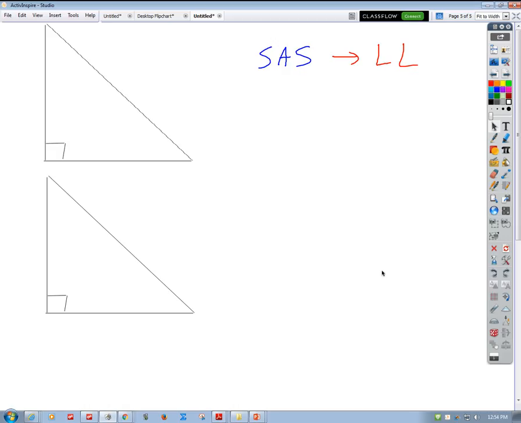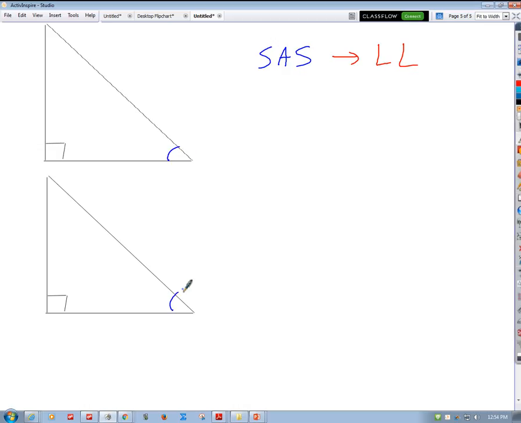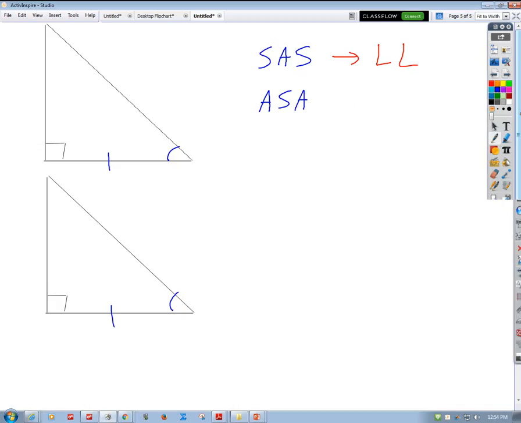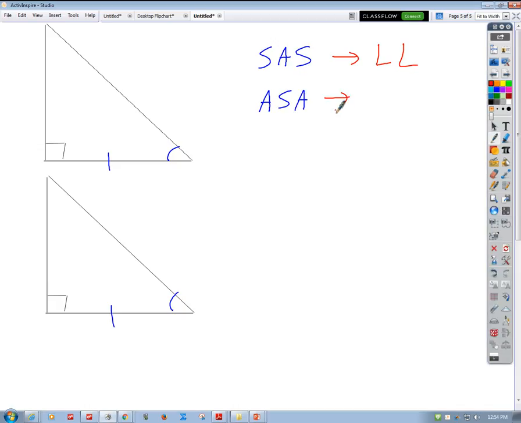Okay, so let's do this. Let's try something different though. This time let's go. Hey, what about that? If I were not using our old methods, how are those congruent? So angle, side, angle, what do you think that's going to become?